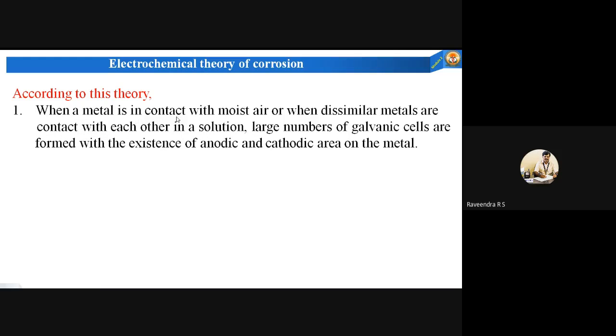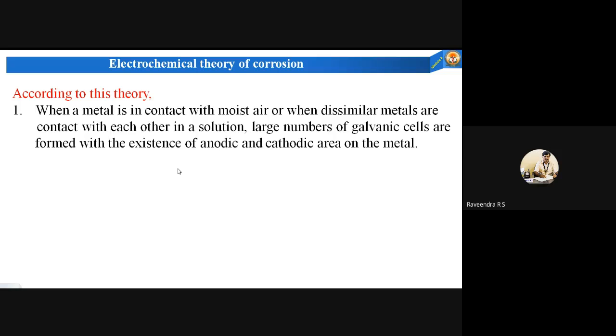When a metal is in contact with moist air, or when dissimilar metals are in contact with each other in a solution, a large number of galvanic cells are formed with the existence of anodic and cathodic areas on the metal. This is what happens in the beginning.